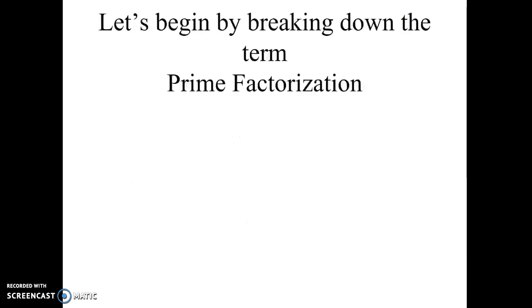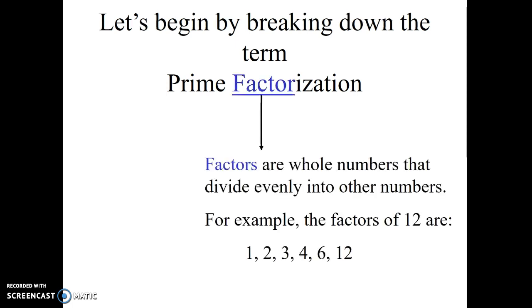So let's review what that means. Let's break down the term prime factorization. Factor, you already know. Those are those whole numbers that evenly divide into other numbers. So the factors of 12 are 1 times 12, so that's how we have 1 and 12 here. 2 times 6, so 2 and 6, and 3 times 4, 3 and 4. Don't forget, the biggest mistake I see is people forget the factor 1 and itself. Those two are always factors.